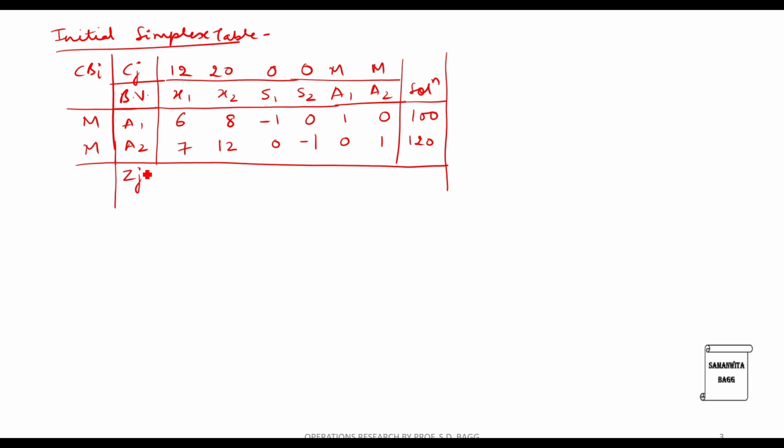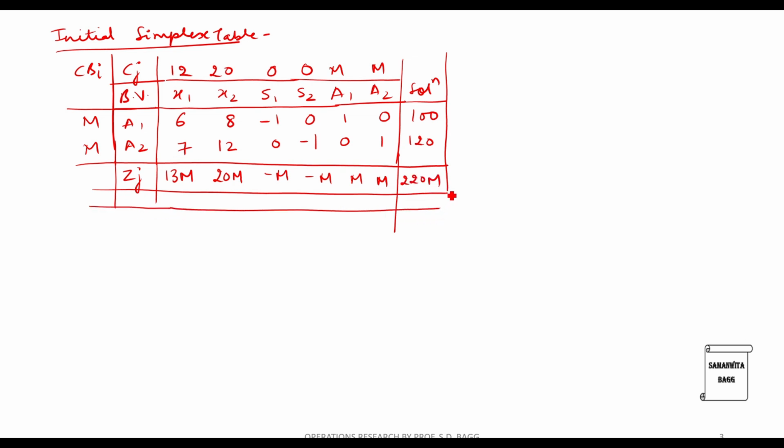Next, we will solve for Zj. So you will have to multiply M into 6 plus M into 7, that is 13M. Next 8 into M plus 12 into M, that is 20M. The rest you can multiply and add and get the answer. And last here it is 220M. Then we will calculate Cj minus Zj. That is 12 minus 13M. Then we have 20 minus 20M. This is M, 0, 0.